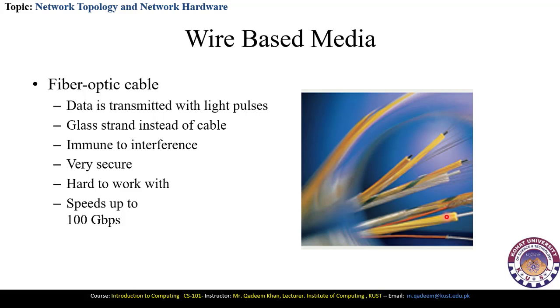The data is stored in the form of light. It is very secure, but it also has the disadvantage that it is quite hard to work with. Its speed is up to 100 gigabits per second. It is very fast, and it is almost the best one to be utilized in LANs or wire-based computer networks. We use fiber optics cables.